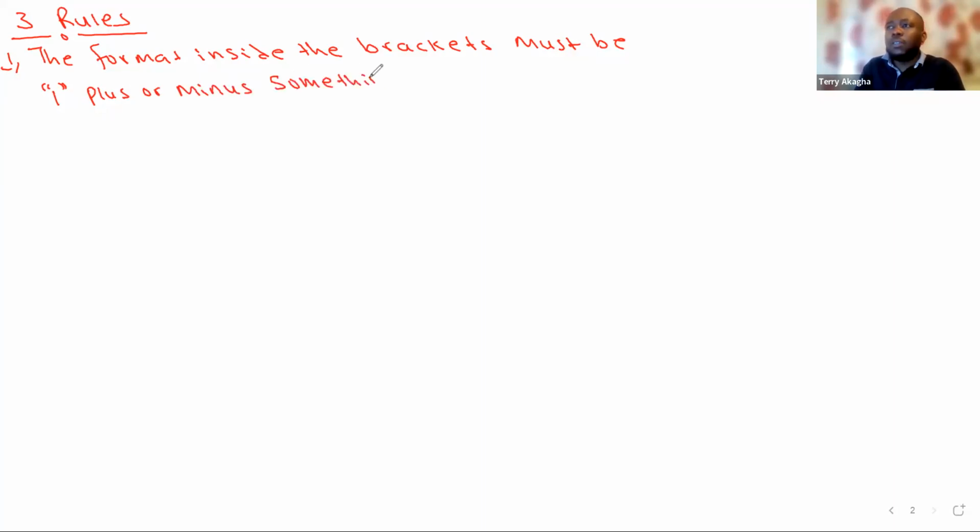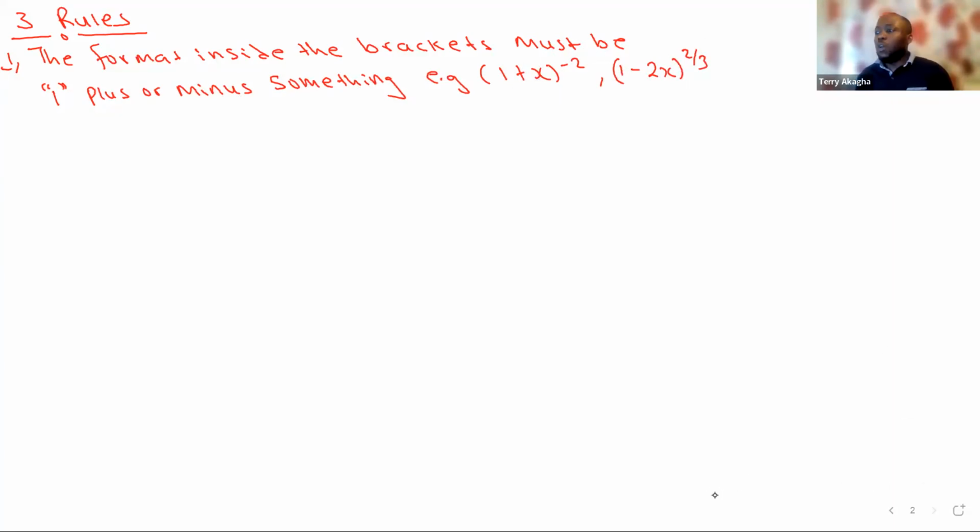So for instance, you could have something like 1 plus x raised to the power minus 2. So you see it's 1 plus something, or you can have 1 minus 2x raised to the power 2 over 3. Can you see? So you see that one of the variables must be positive.